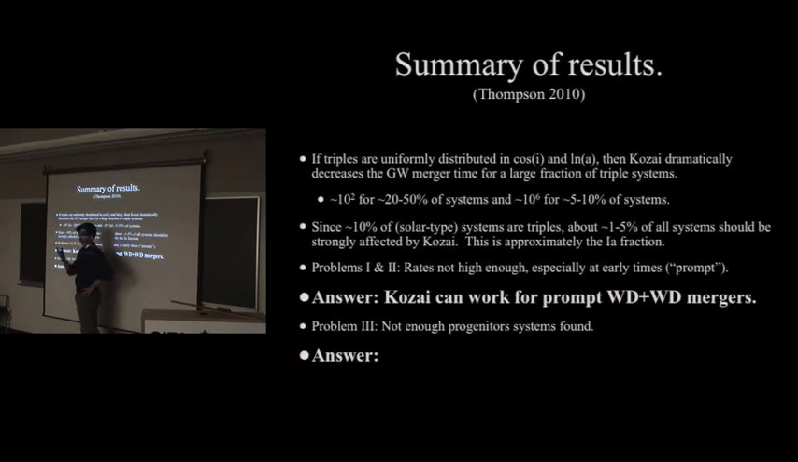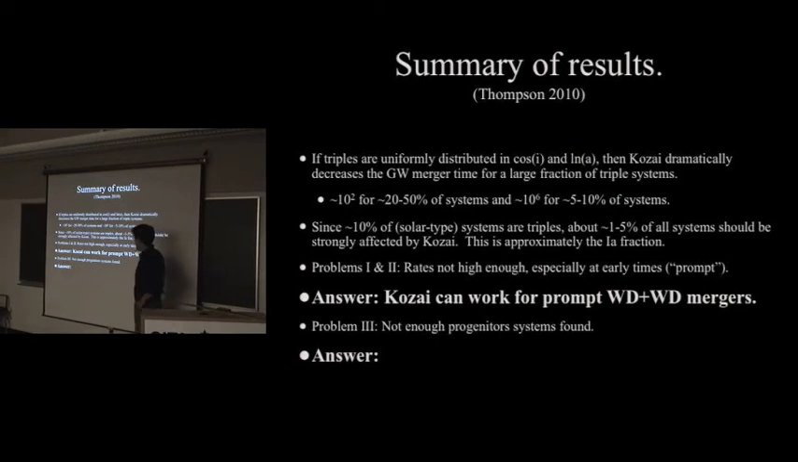So everything you know about rates from these population synthesis studies would be totally destroyed, I think, because 50% of systems would merge a factor of 100 faster than we think they should. And it would be a factor of 10 to the 6 for about 10% of systems. Okay? And those are very big numbers. And that's why I'm optimistic, but cautiously optimistic, because these assumptions are large. Uniform in Kozai and uniform in log A, given the preceding binary evolution, which has yet to be done. And since 10% of solar type systems are triples, about 1 to 5% of all systems should be strongly affected by Kozai.